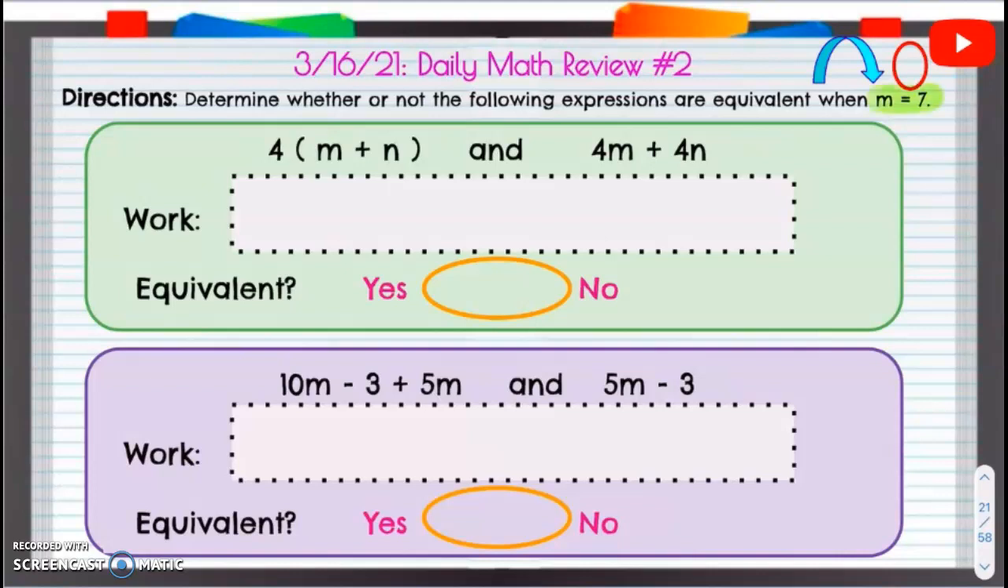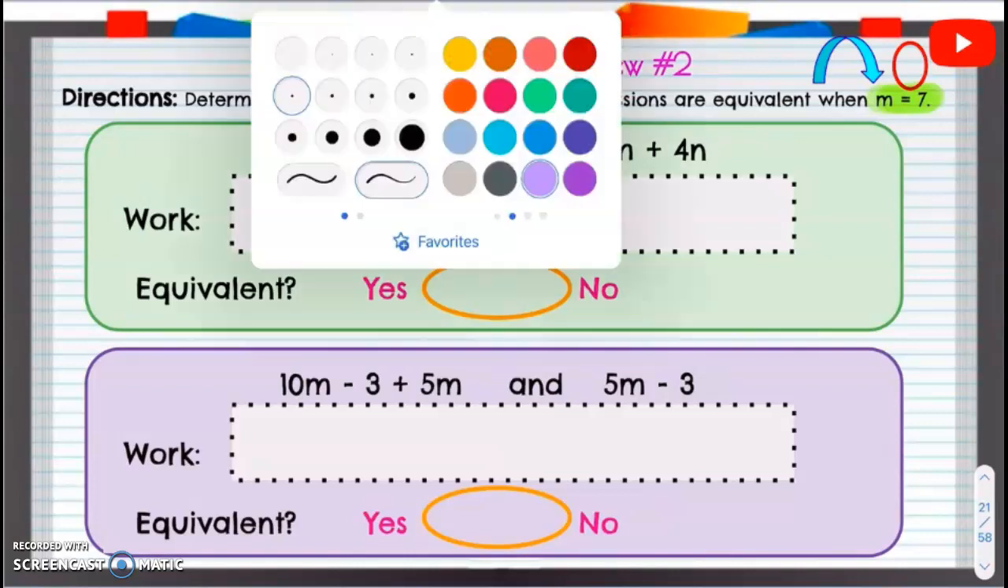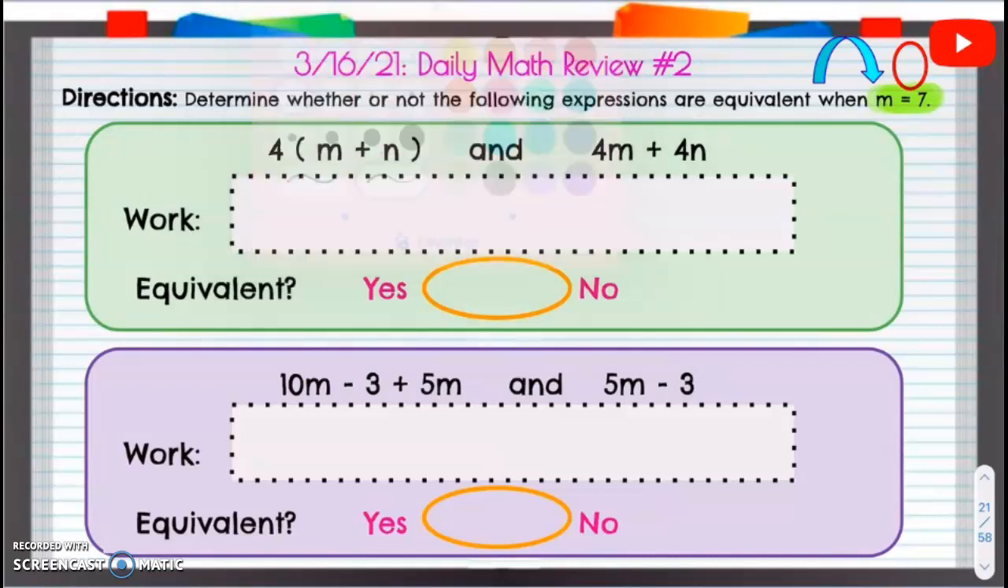M equals 7. All right, so we have 4 times that quantity of m plus n. So that means 4 times, if we replace that m with a 7, we're going to have this 4 times 7. What is 4 times 7? That's going to be 28, plus 4 times n, so plus 4n. This is 4m plus 4n.